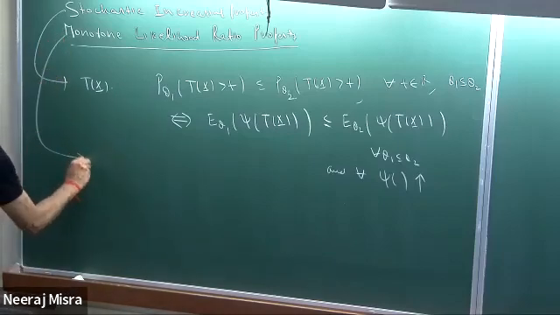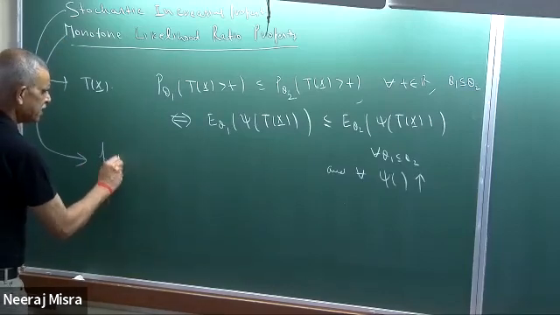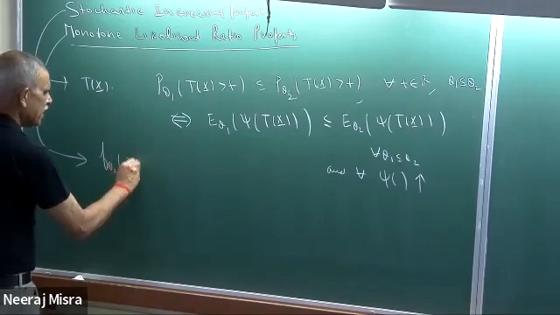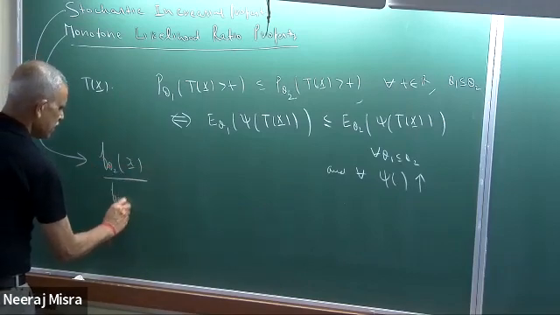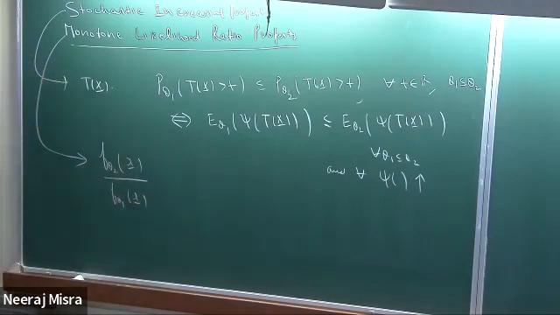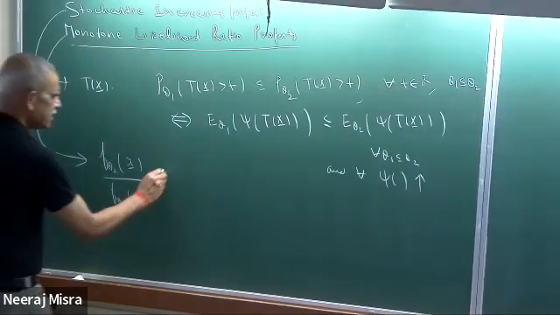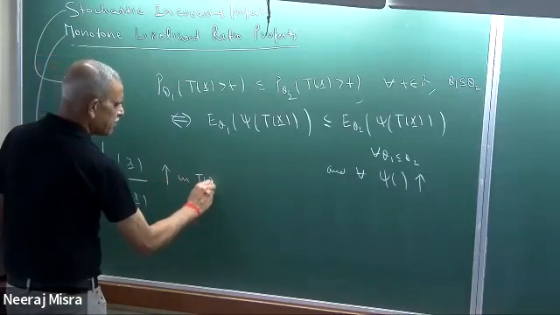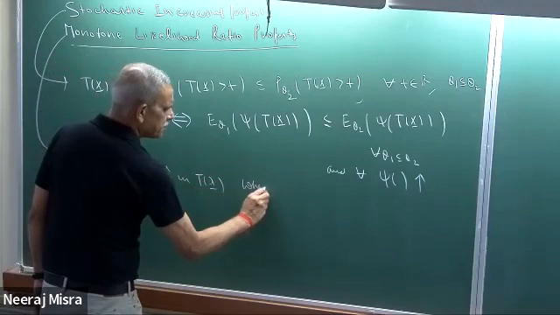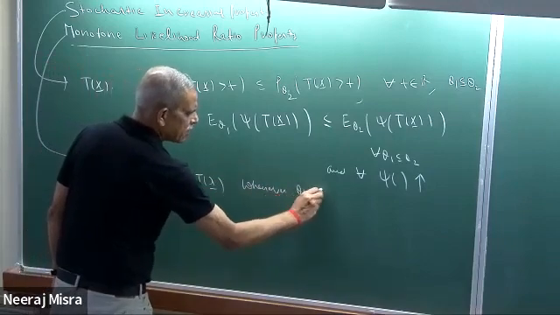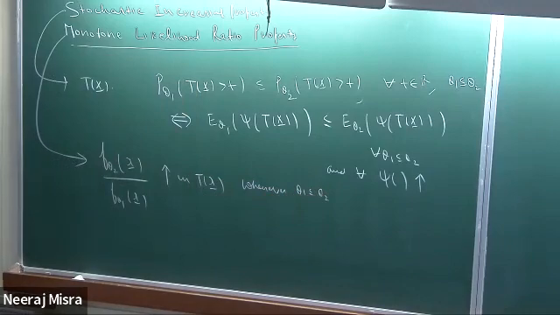Then we talk about the monotone likelihood ratio property. What it says is, I look at the densities or probability mass functions, f theta 2 of x upon f theta 1 of x. Certainly, this would be a function of some statistic. If it is increasing in T(X) whenever theta 1 is less than or equal to theta 2, that is a monotone likelihood ratio. And one can show that if you have the MLR property, that implies the stochastically increasing property.